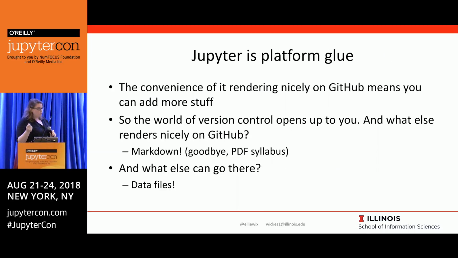Jupyter is also this platform glue. As soon as I start using Jupyter, that means I can use GitHub nicely because it renders nicely and conveniently out of the box. So the world of version control opens up. Ooh, I can ditch this 11-page PDF hellscape and put it all in Markdown. This was actually really, really convenient because I made a bunch of changes to my syllabus over the summer while my TA was out on her internship. And when she came back in, it was like, oh, I need to review my changes with you. Oh, but I wasn't taking notes on them. But I was tracking my changes, right? So all I had to do was open up my diffs and review those diffs with her.